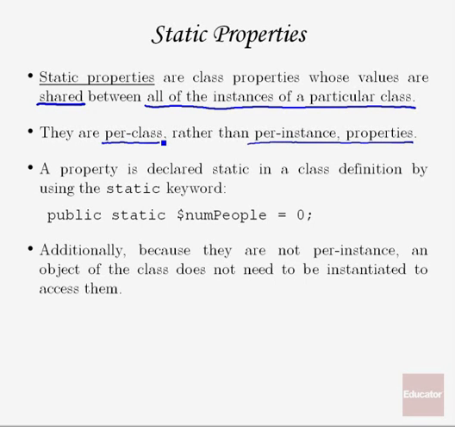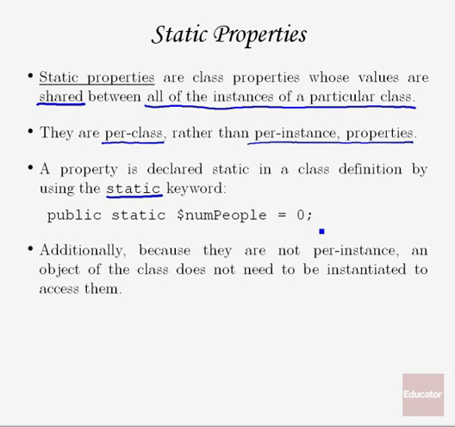The way you declare a static property in a class definition is using the static keyword. Whereas before we'd just been saying public num people, and that would be our property definition, now we're adding the static keyword. We're saying public static num people, and we're giving it an initial value of 0. So basically, this statement says we're declaring a public property that's a static property. It's going to be called num people, and its initial value is 0. And this would be contained within a class definition, just like all your other properties.